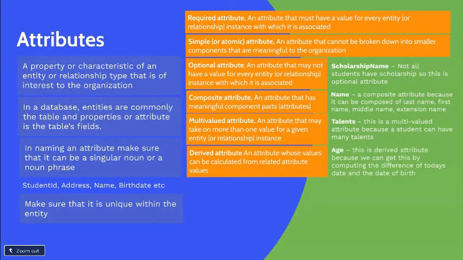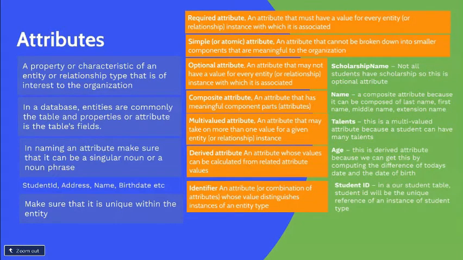Derived attribute, an attribute whose value can be calculated from related attribute values, such as age. We can compute age by subtracting the birth date from the current date. The identifier, an attribute whose value distinguishes instances of the entity type. These are the primary keys. In our student table, a student ID will be a unique reference of an instance of a student type.